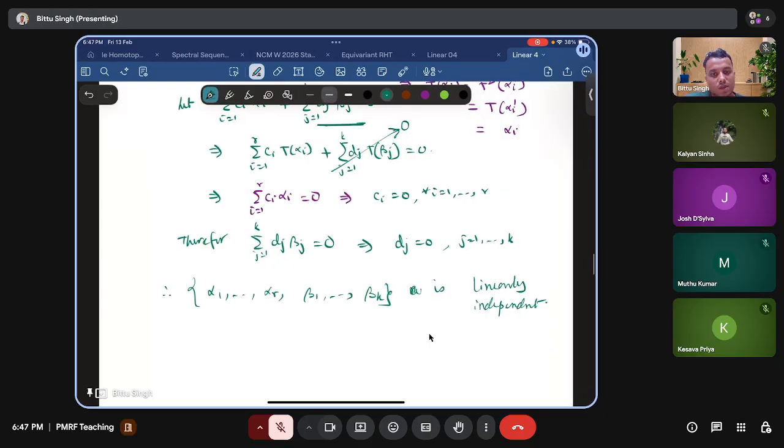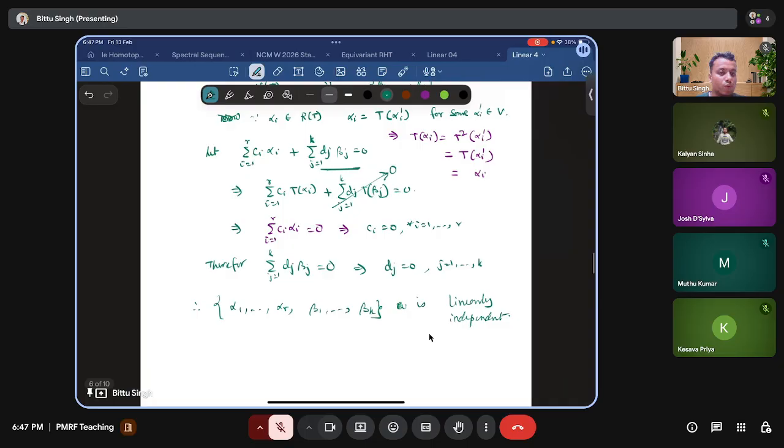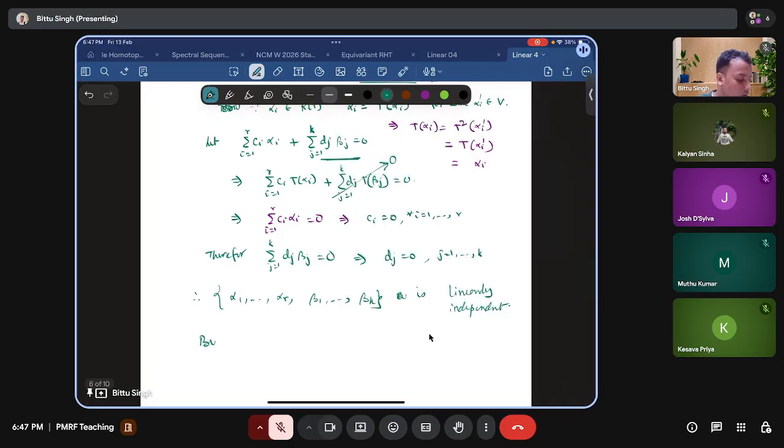So we have a linearly independent set, but we know that by the rank-nullity theorem, the dimension of the vector space V should be the same as rank plus nullity. Here rank is r and nullity is k. So this should be a basis, forcefully, because r plus k is the same as the dimension.